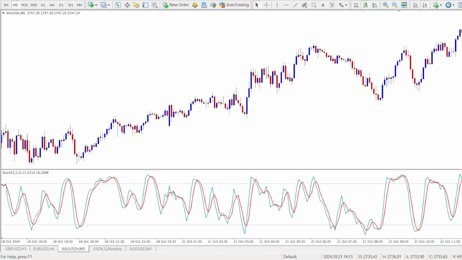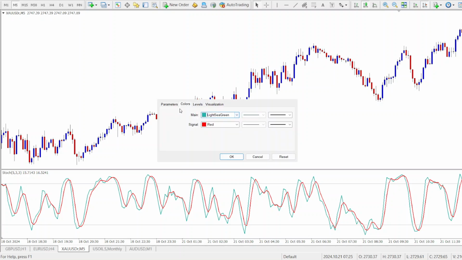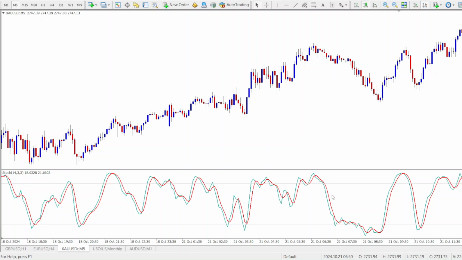Okay, now let's get into the best stochastic settings for the 5-minute chart. The typical settings are 14 for the percentage K and 3 for the percentage D. Okay, you can see how that looks.